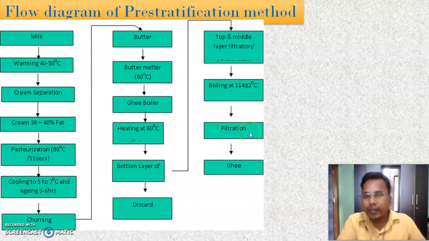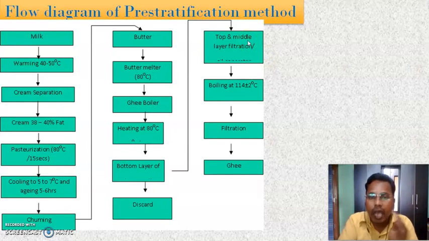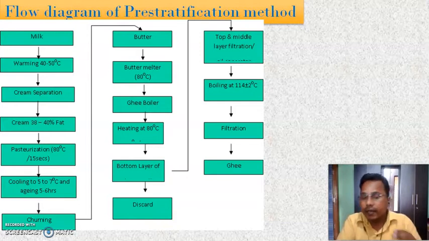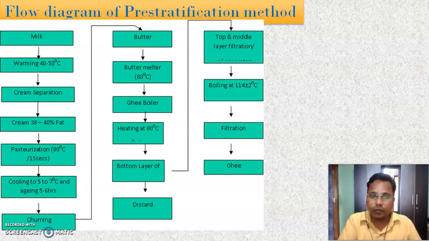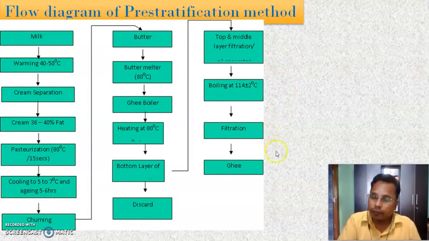So in this way, the three layers that we have separated, the first layer which is the bottom layer, that we have separated mechanically, okay, and the remaining two layers that we have separated by the filtration process, and the final product which is obtained, that is called ghee.